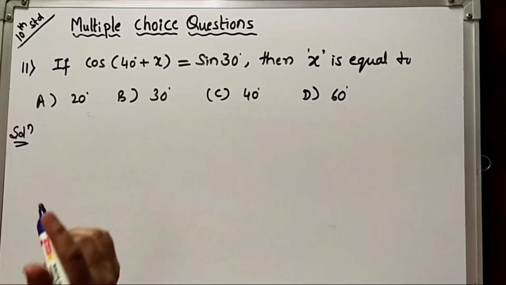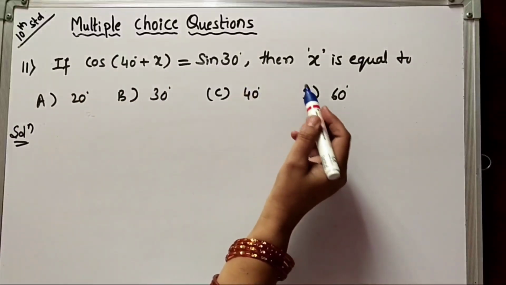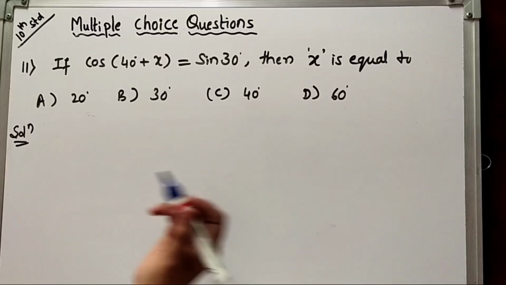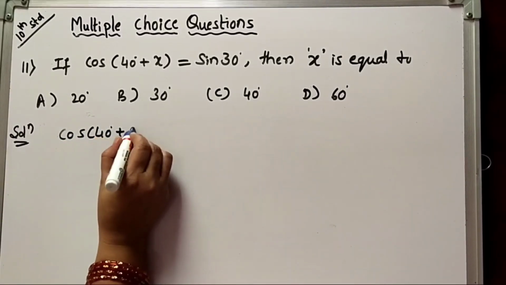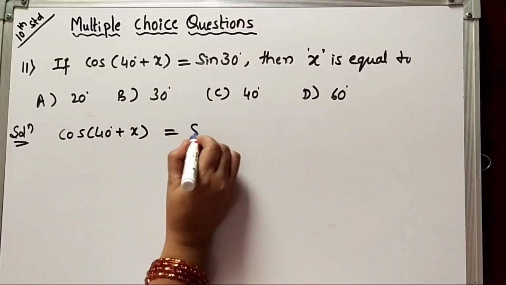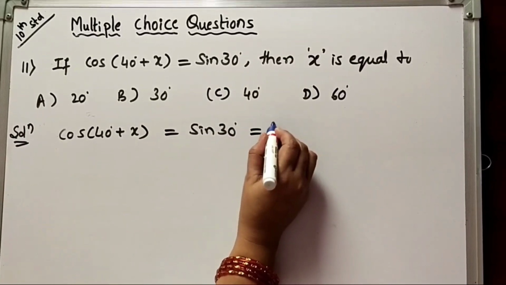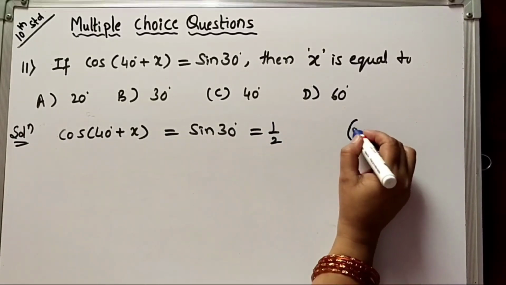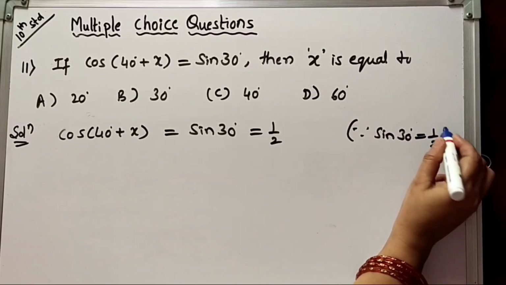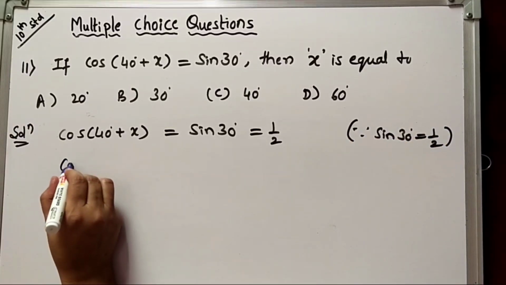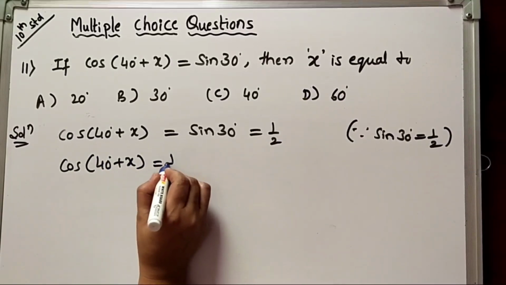Question number 11. If cos(40 plus x) is equal to sin 30 degrees, then x is equal to. Here cos(40 plus x) is equal to sin 30 degrees. The value of sin 30 is 1 by 2. So cos(40 plus x) is equal to half.